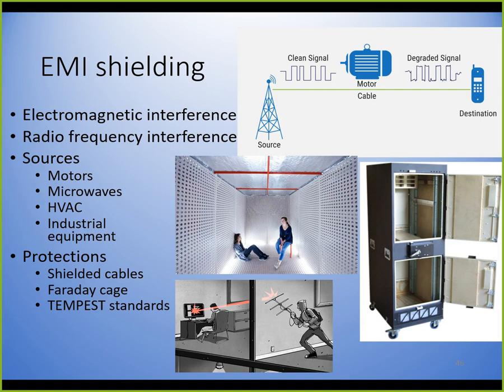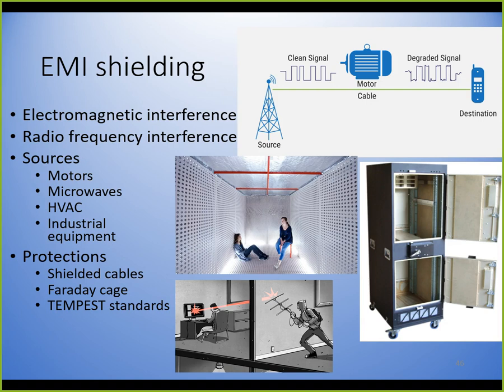And then the protections that we can have is shielded cables. The Faraday cage is the one here with the two ladies in it. It keeps signals in or keeps signals out. It might, is what I say, it's not an active jammer. It might interfere with cell phone signals. It might keep in our wireless signals for those things.